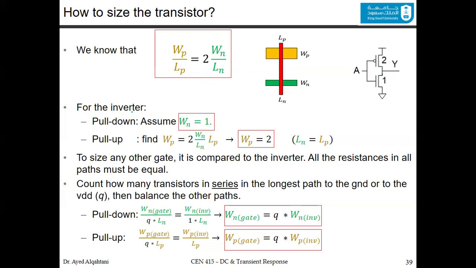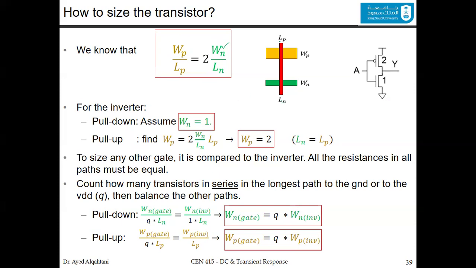So for the inverter, the pull down, first you assume that Wn is equal to 1. So now you know the value of Wn. Now to find Wp, you will apply this equation. So you say, okay, I know this value. I said it's equal to 1.